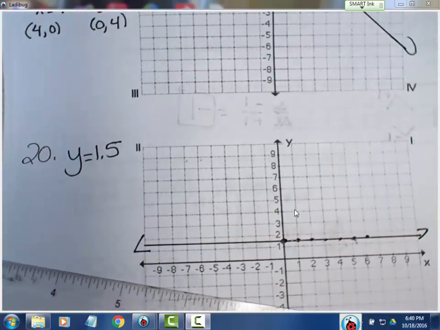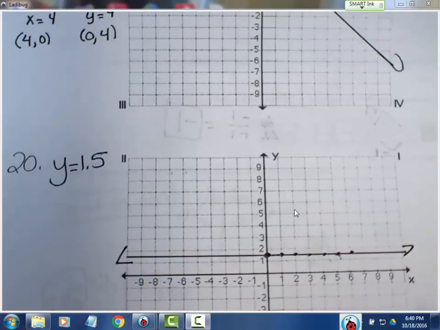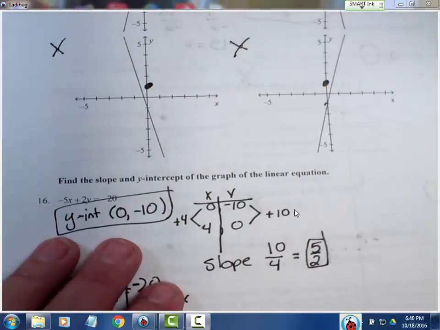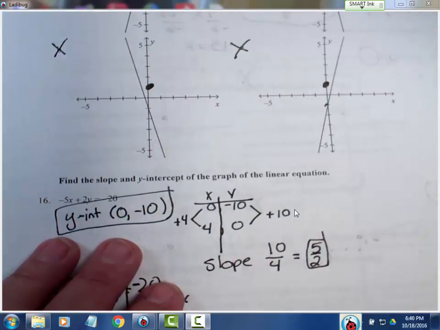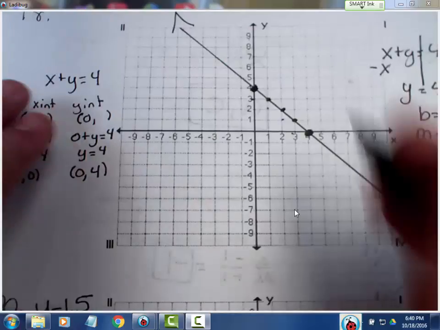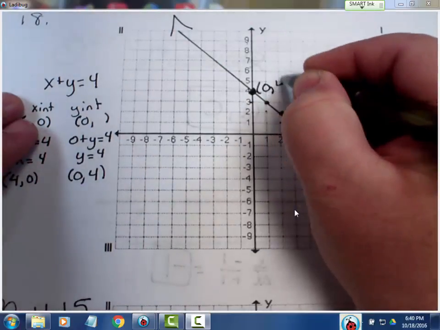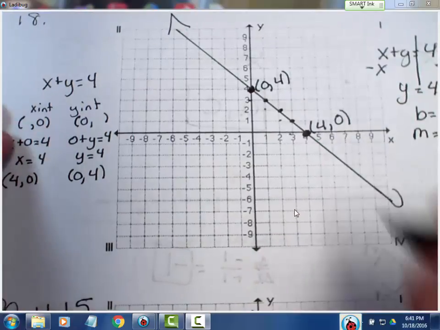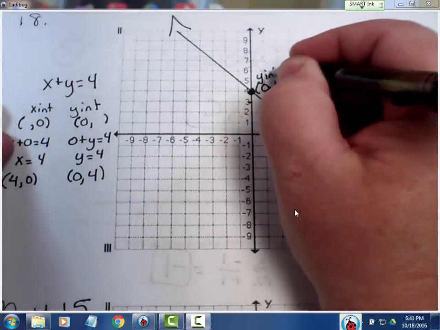And was that all they asked me to do, was graph it? Yep. Oh, you know, on number 18, it said label the points corresponding to the x and y intercepts. So, there we go. There's our y-intercept. That's our x-intercept.